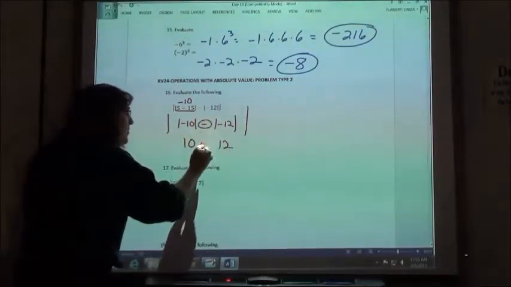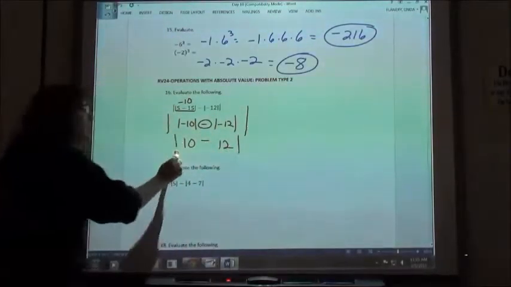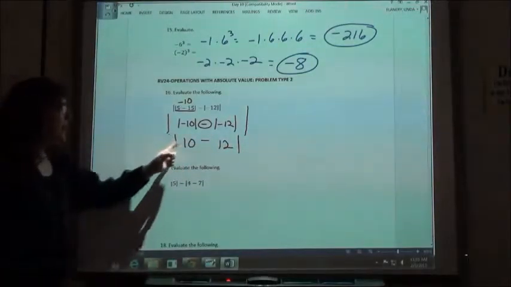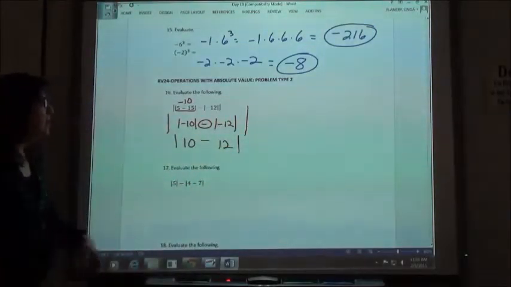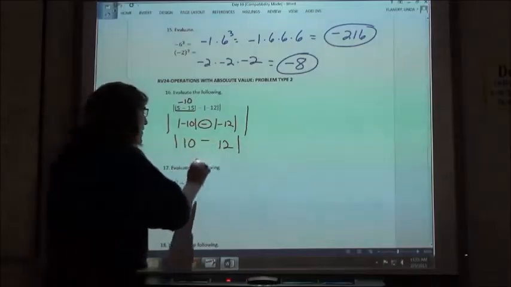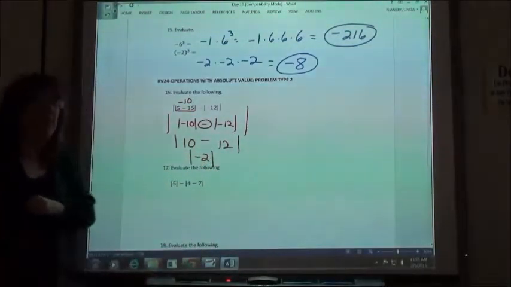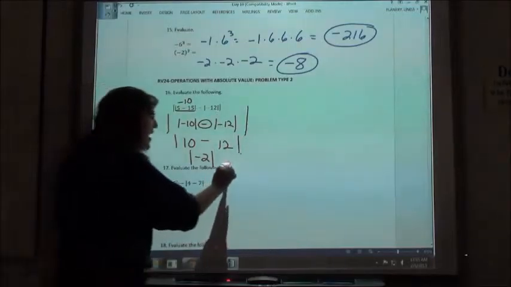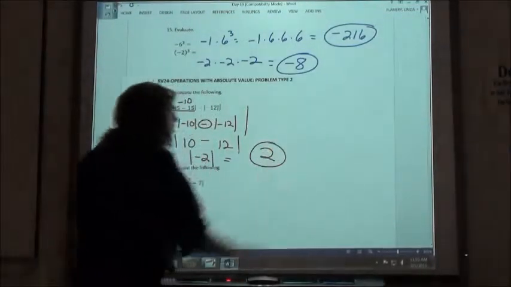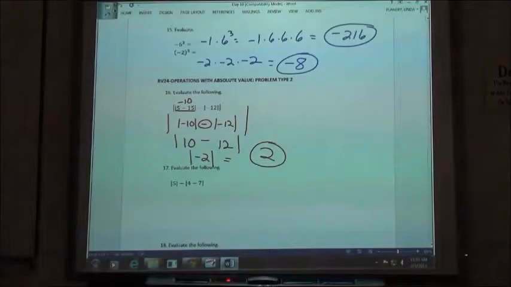There's the minus sign between those, the absolute values on the outside. Again, I simplify inside here first. 10 minus 12 is negative 2. I then get rid of my absolute value signs. What's the absolute value of a negative 2? Well, it's a positive 2. So 2 ends up being my answer when I evaluate that expression.